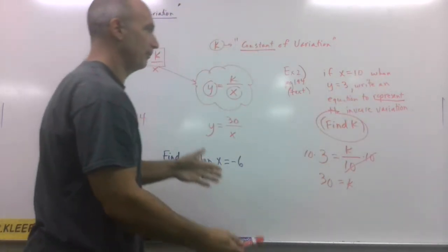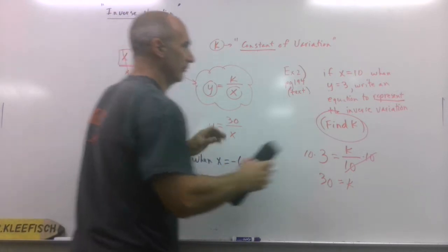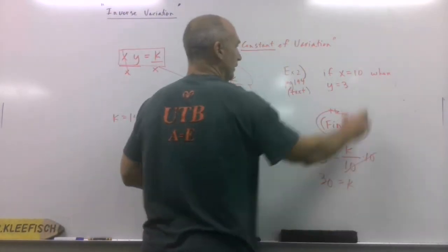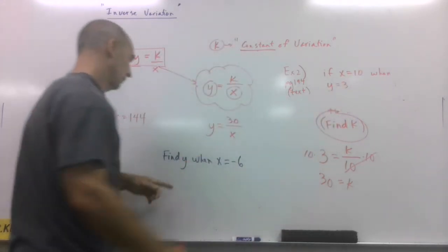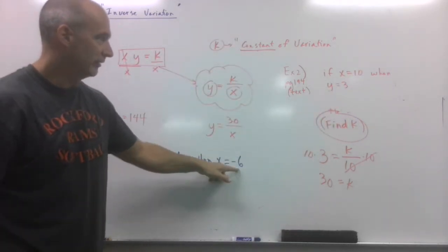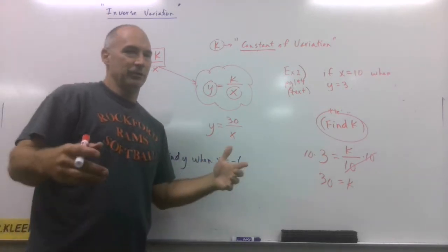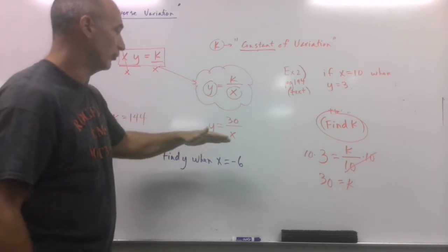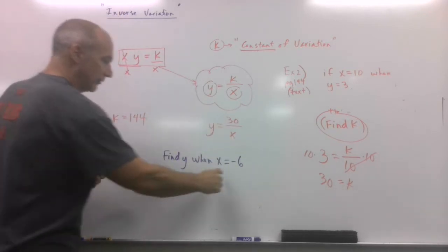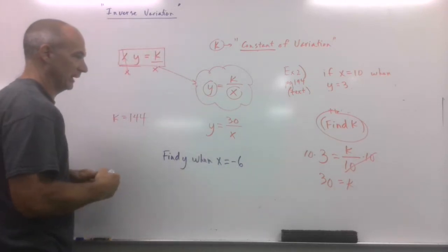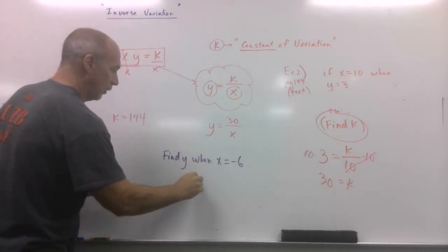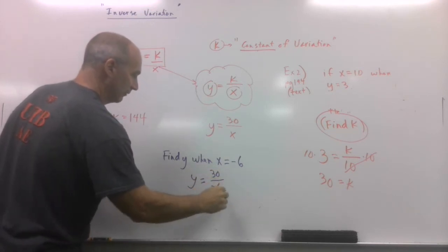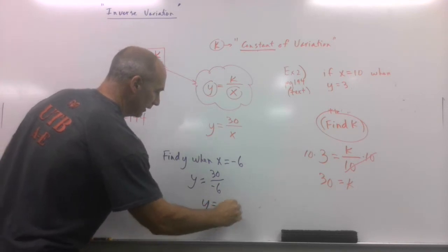But then, what I'm saying is, they might say, here's the math problem. If x is 10 and y is 3, find y when x is negative 6. Now they're going to have to say there's an inverse variation relationship in order for you to use the formula. But now they're saying find y when x is negative 6. So okay, here we go. Y is 30 over negative 6.